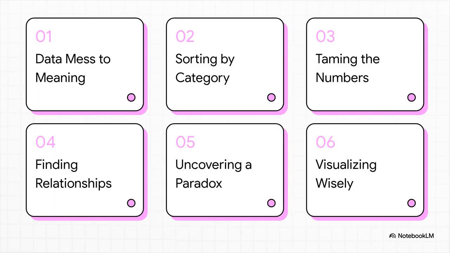So here's our game plan for this investigation. First, we'll go from that data mess to something meaningful. Then we'll start sorting our first clues by category before we try to tame some tougher numerical evidence. After that, we'll see what happens when two different clues connect, uncover a really shocking paradox where the data seems to lie, and finally, we'll put together our own detective's handbook for visualizing data wisely.